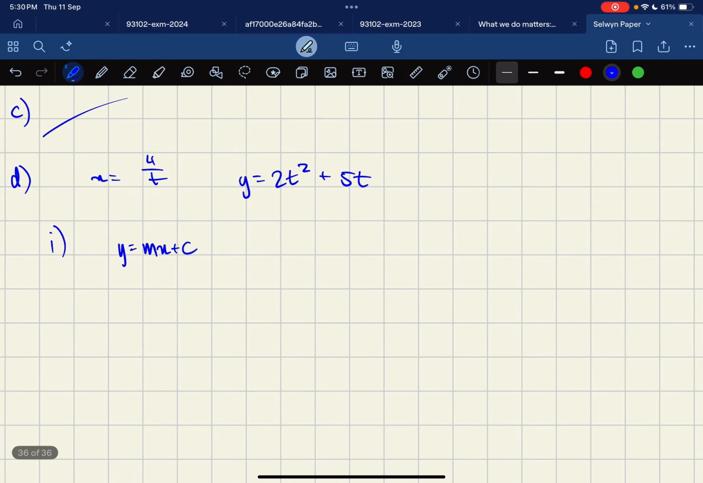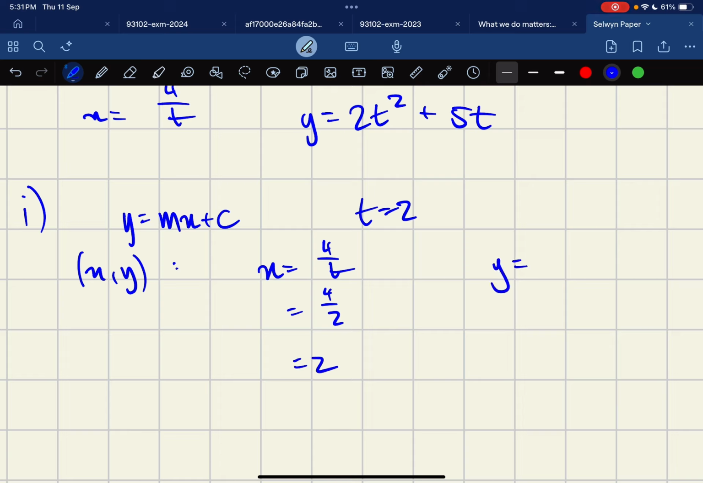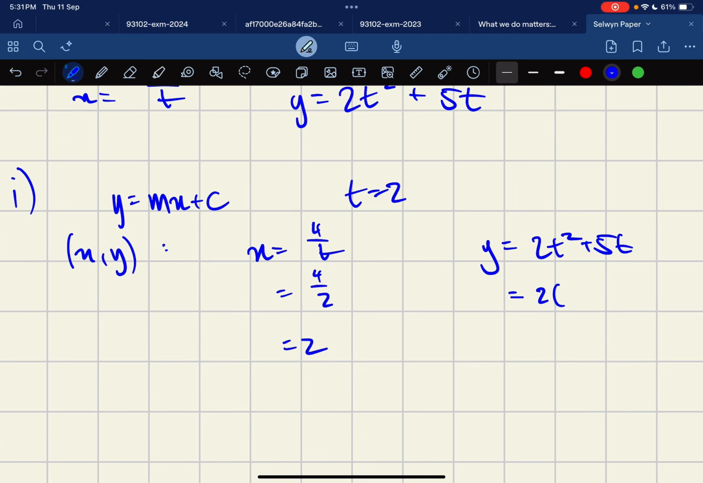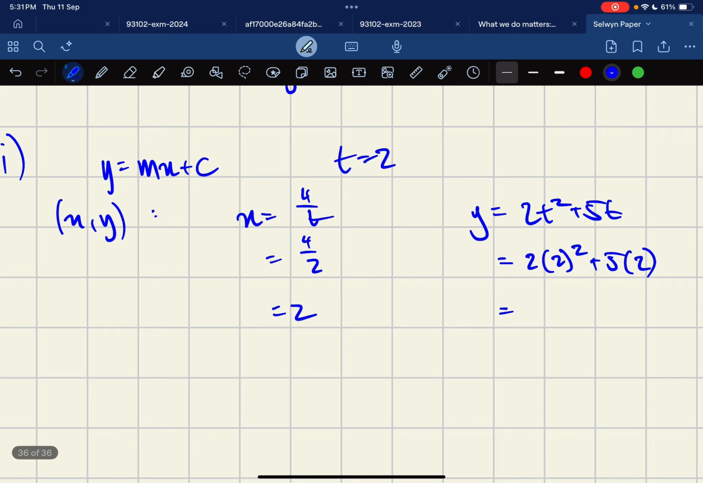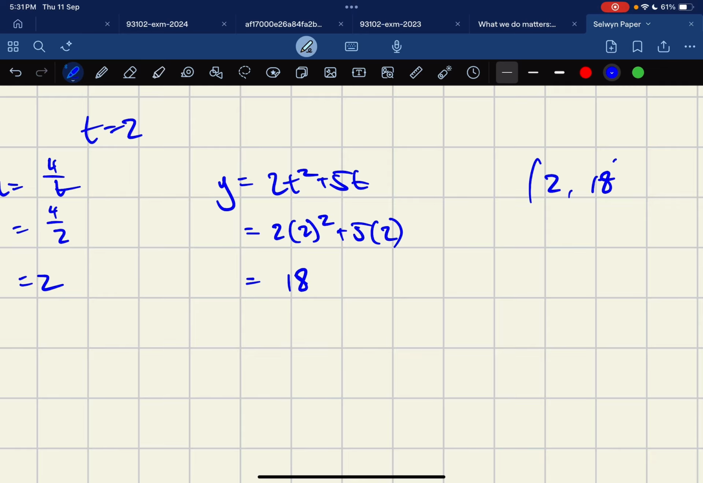And so to find your coordinates, to solve for x, y, the x component is 4 over t, and we're interested in when t equals 2. So this is just 4 over 2, which is equal to 2. So that's the x component. The y component is 2t squared plus 5t. So again, let t equals 2. So this is 2 times 2 squared plus 5 times 2. 2 squared is 4, times 2 is 8, and then plus 10 gives us 18. So the x, y coordinates are 2 and 18.